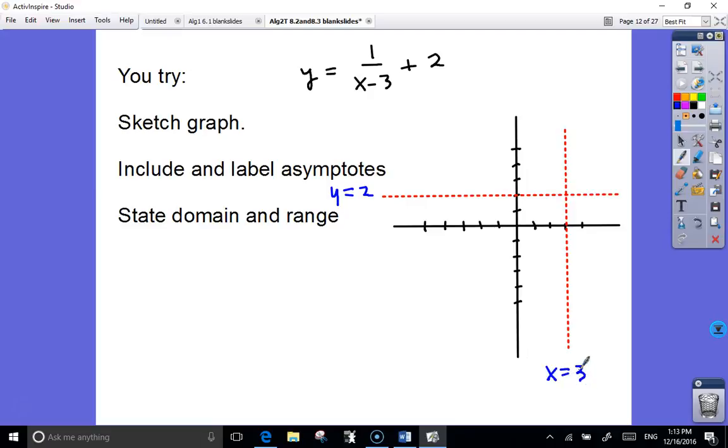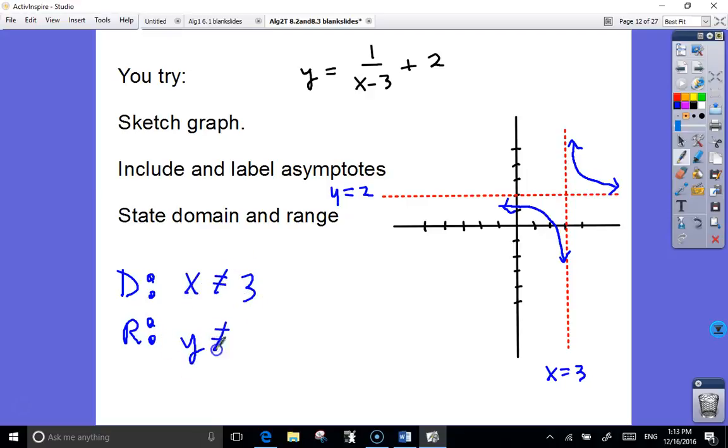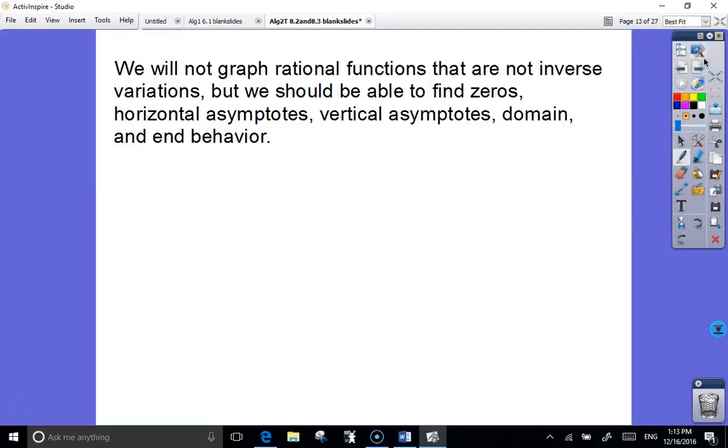Which two quadrants? 1 and 3. Domain and range. Domain x does not equal 3. Y does not equal 2. Okay. So that's section 8.2.